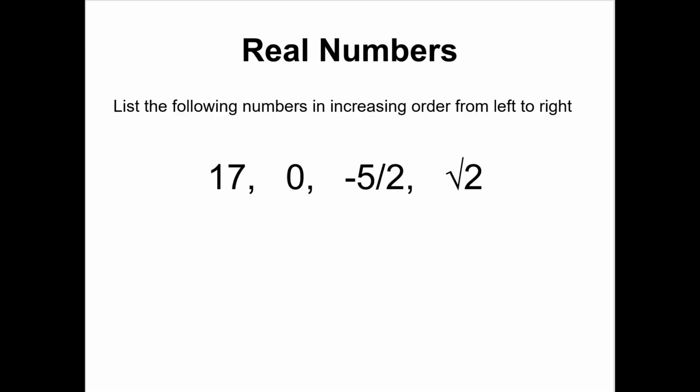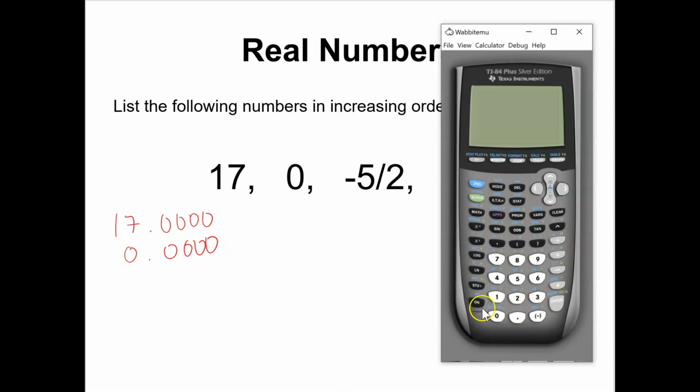So list the following numbers in increasing order from left to right. If you want to pause and try this on your own, go ahead and do so. So what I'm going to do is say this is 17.0000. We've got 0.0000. I'm going to use my calculator here.